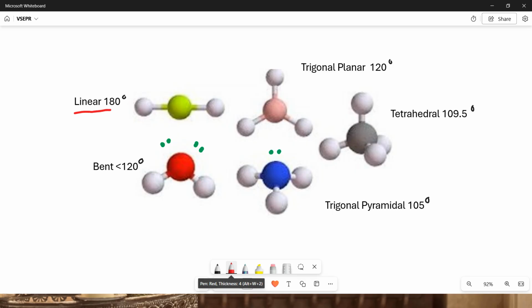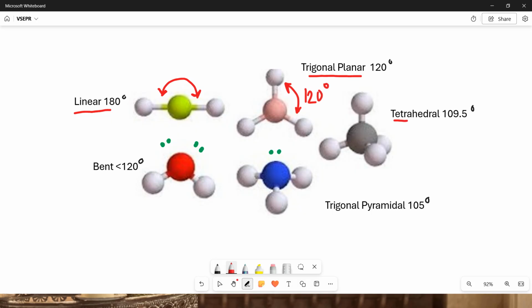The first one is linear, and we call it linear because the shape is straight across and the angle between the bonds is 180 degrees. The next one is trigonal planar, and planar meaning flat. So if I could build this with my model kits, it would lay flat. All 4 of these balls would lay flat on the tabletop, and the angle between the bonds is 120.